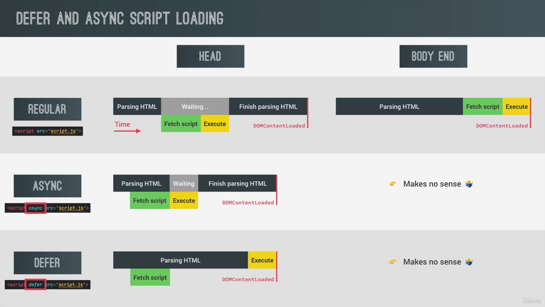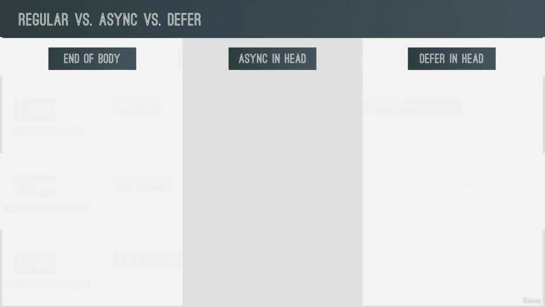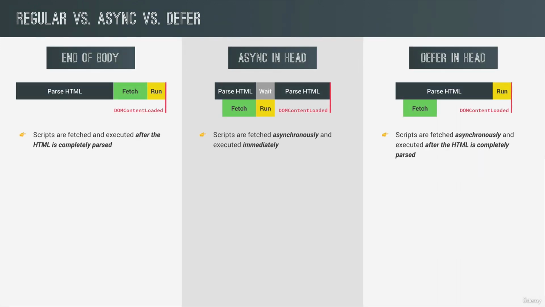Alright? Now there are of course use cases for all these strategies. So let's now compare them, except of course the regular loading in the head, which is completely ruled out. So here is what we already know about the three strategies and also the three loading diagrams that we analyzed in the last slide. But let's now compare the async and defer attributes a little bit better.